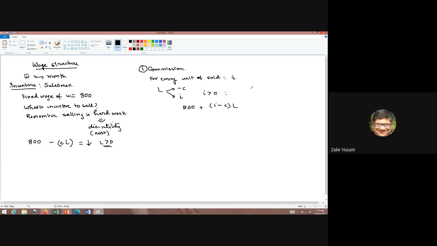Now for convenience, let us suppose that I is equal to 10 and C is equal to 4. So that means I minus C is 6.